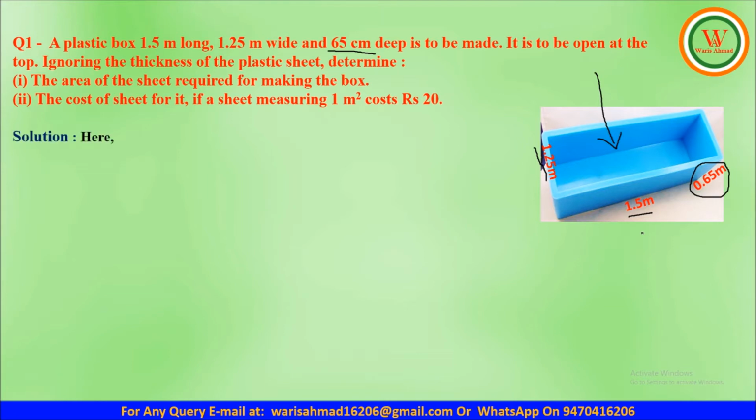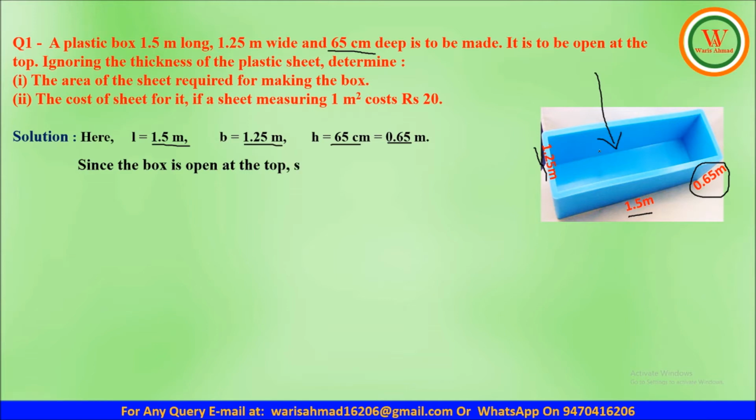First of all, we have to take the value of L, meaning length, equals 1.5 meter, breadth equals 1.25 meter and height is given in the question as 65 centimeter. After converting it into meter, we will have 0.65 meter. Since this plastic box does not have the top, we have to find out the area of only 5 surfaces, only 5 faces we can say. So we can write here, since the box is open at the top, it has only 5 faces.